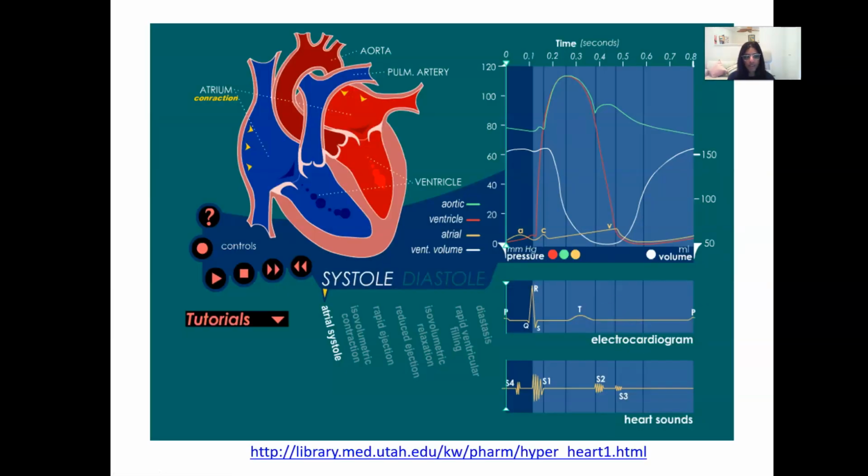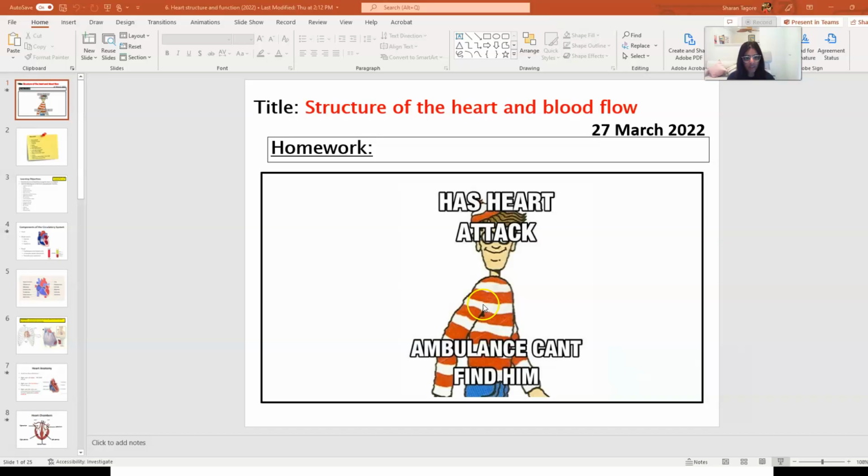Okay, so now that we've looked at the anatomy of the heart, we're now going to take a look at the cardiac flow through the heart.